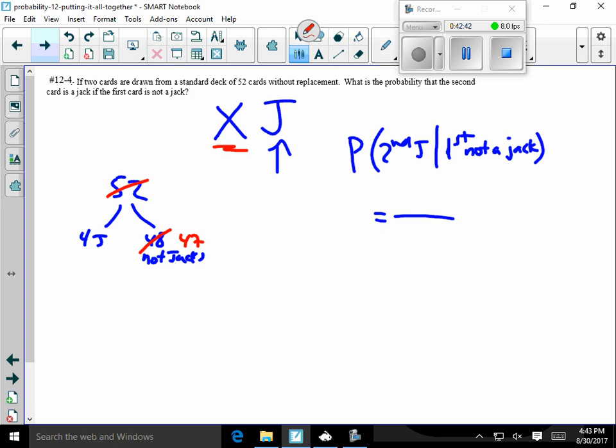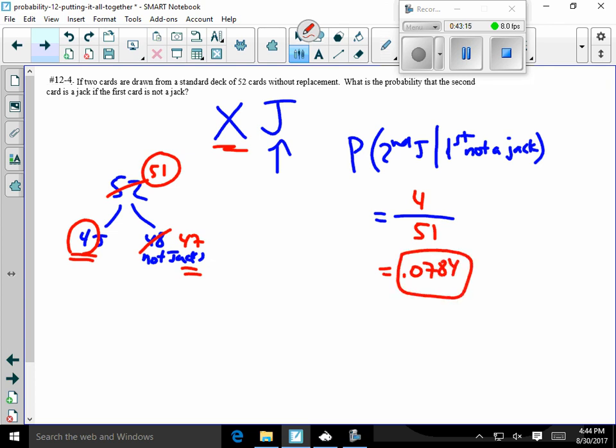And we now have only 51 cards to choose from for the second card. What's left in the deck is we have 4 jacks, and we have 47 cards that are not a jack. So the bottom of this is going to be all the things I could draw as a second card. There are 51 cards left to draw from, so that would be a 51 on the bottom. And out of those, if the first one wasn't a jack, all 4 jacks are still in the deck. So this would be 4 out of 51, and that probability is 0.0784. So that would be the appropriate way to do that.